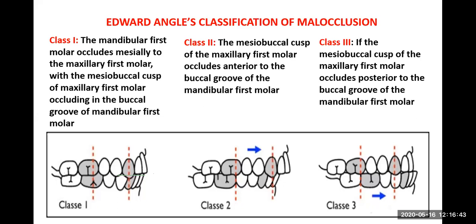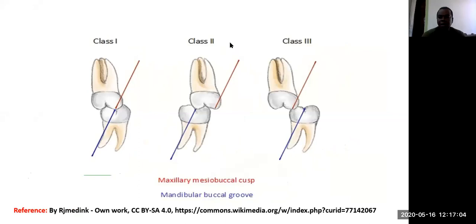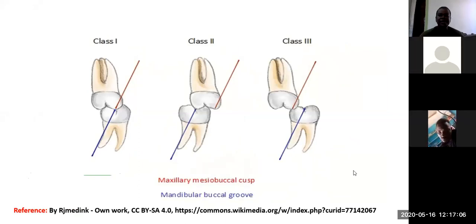We considered the upper anterior before, and now we are considering the posterior. That will give you a picture of what it looks like. Let's go further to the next slide. Now you will get a clearer picture here too. Here you can see the relationship: class one, class two, class three.